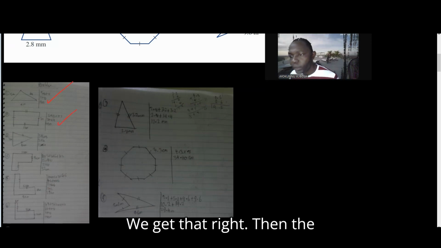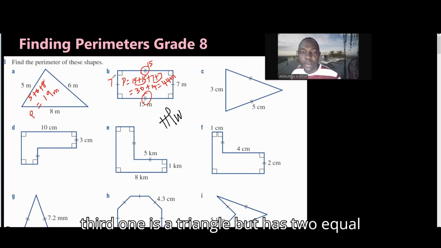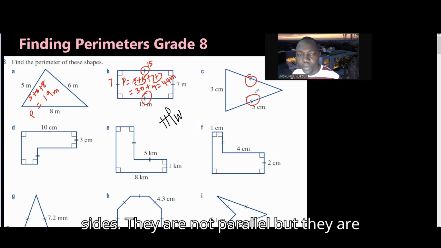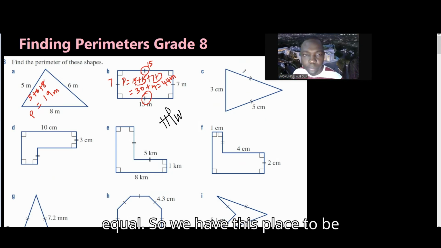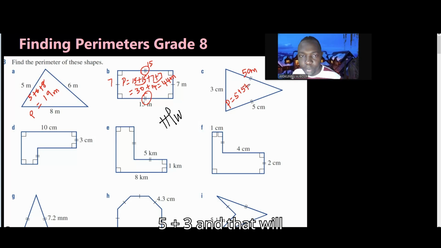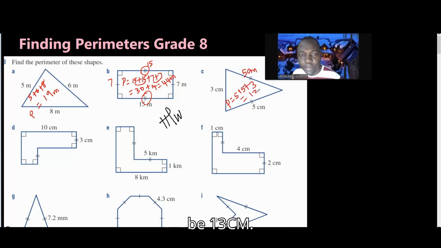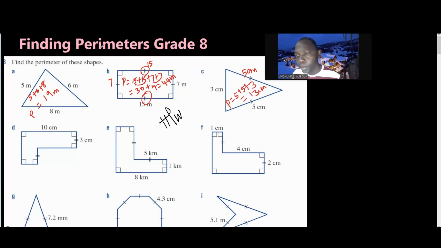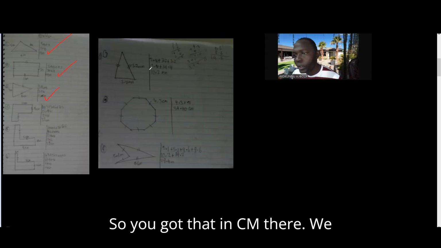You get that right? Then the third one is a triangle but has two equal sides. They're not parallel but they're equal. So we have this place to be 5 cm. So perimeter will be 5 plus 5 plus 3, and that will be 13 cm. So you got 13 cm there.